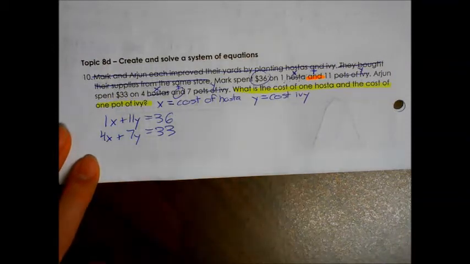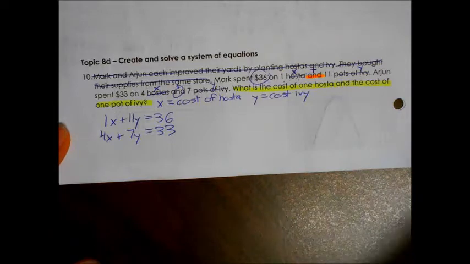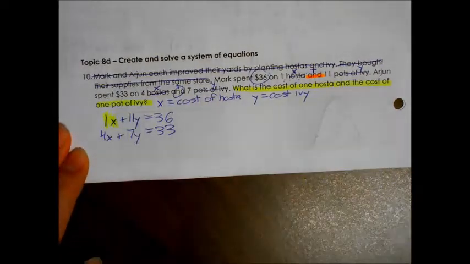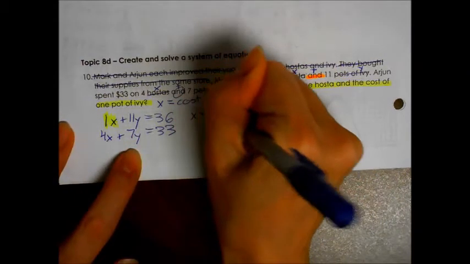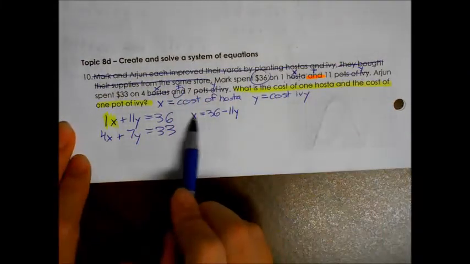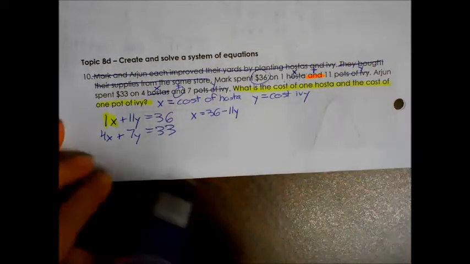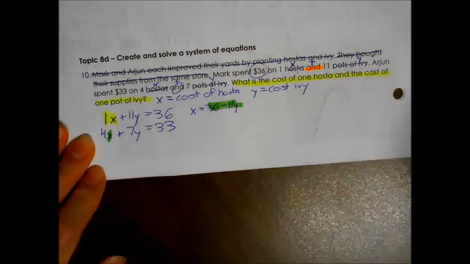So now I'm going to use substitution for this one. So I want to see which variable is easiest to get by itself. And I can see that this 1x is going to be the easiest one to get by itself, because all I have to do is subtract 11y from both sides, and it's by itself. I don't need to put the 1 in front of it. So now I see that I have an x here. x equals 36 minus 11y, so I can substitute.